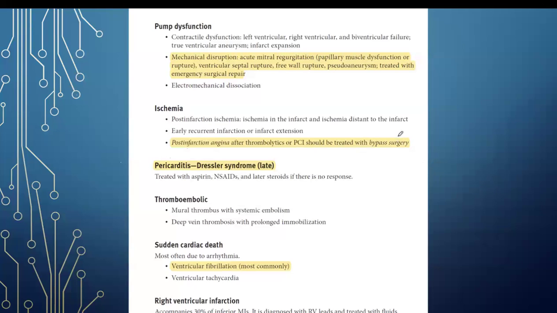So some of the complications after having a myocardial infarction management. Let's say you managed a patient with MI. You've done the reperfusion therapy. What could be the complications after that? One of the common complications is that the patient can get mitral regurgitation. They can get a post-infarct angina, like you have treated the patient with a stenting, but they again got infarction. Any post-infarct angina after PCI or thrombolytic should be treated by bypass.